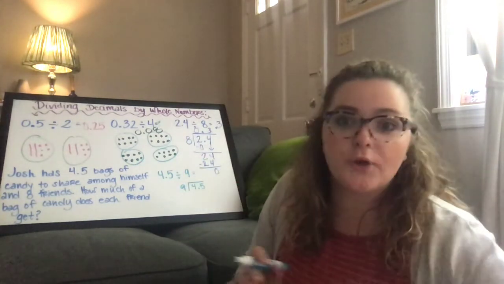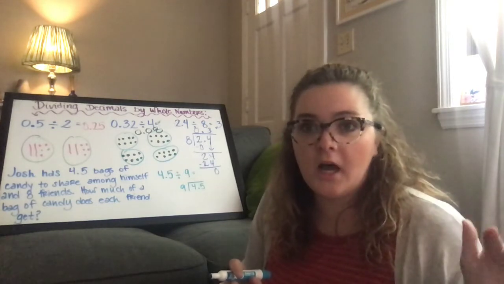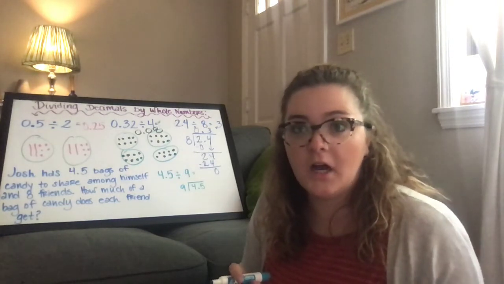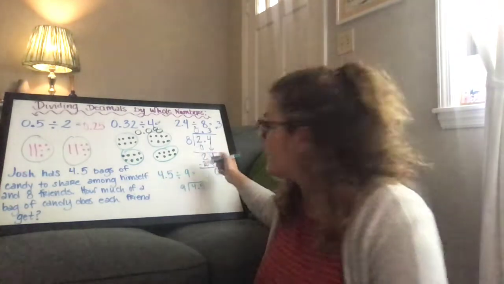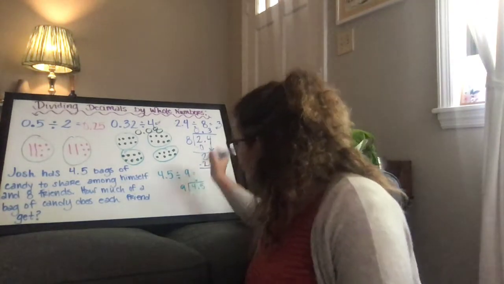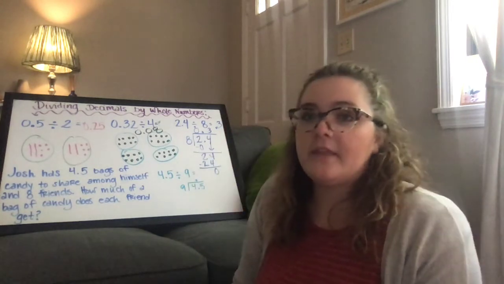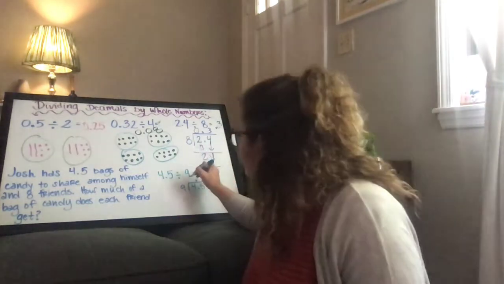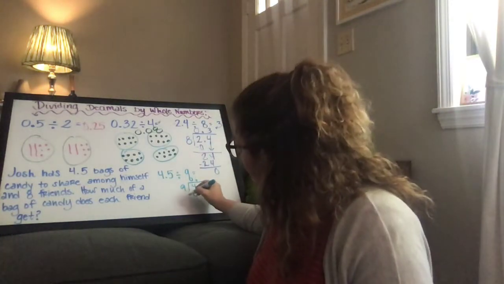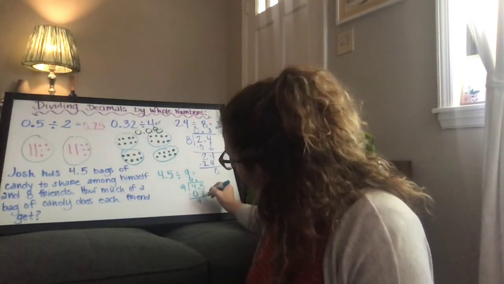Okay? I don't have a decimal in my divisor, the number I'm dividing by. So I don't have to shift any place value. All I have to do is carry my decimal up. All right. When I think about that, I'm thinking how many times can 9 go into 4? It goes in 0 times. And then I just carry down my 5.